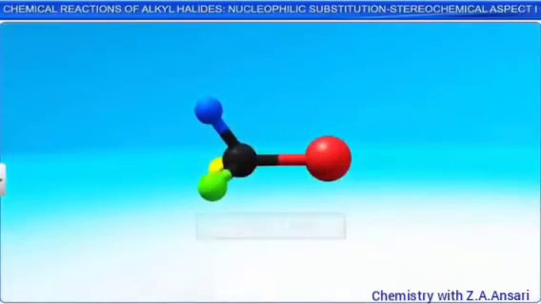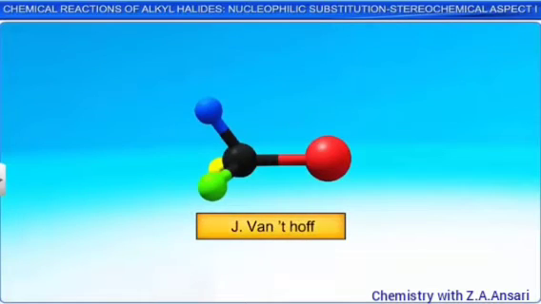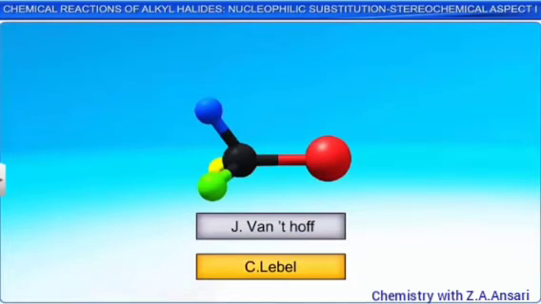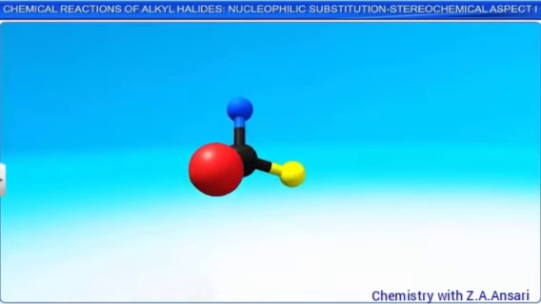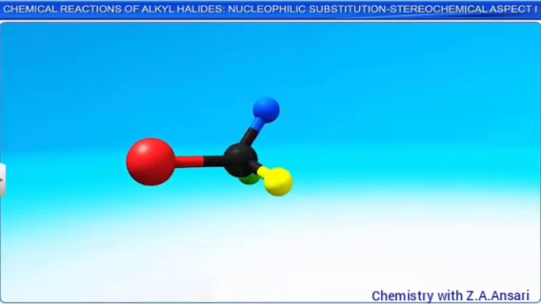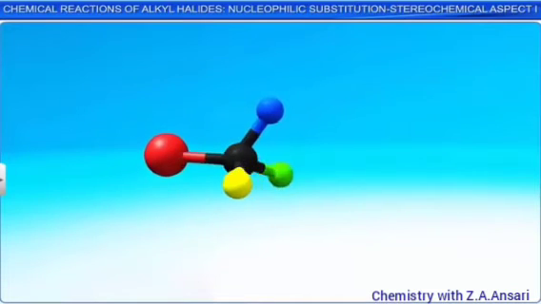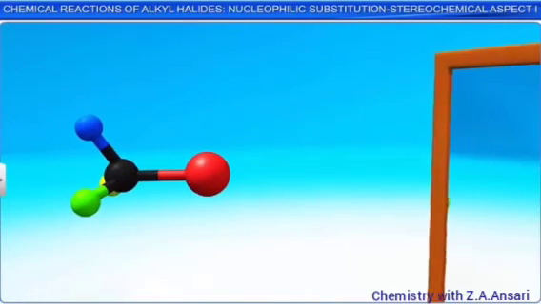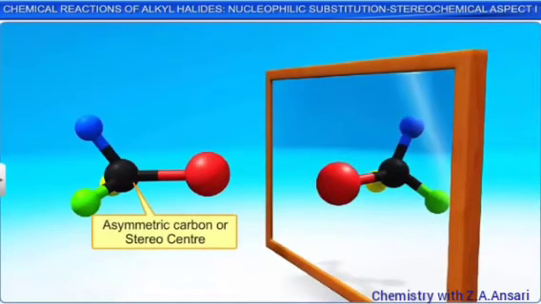Later, a Dutch scientist, J. Van 't Hoff, and a French scientist, C. Le Bel, independently argued that if all the four substituents or groups attached to the central carbon atom are different, then such a carbon is said to be an asymmetric carbon or stereocenter. The resulting molecule is said to be an asymmetric molecule. This asymmetry of the molecule is responsible for optical activity.